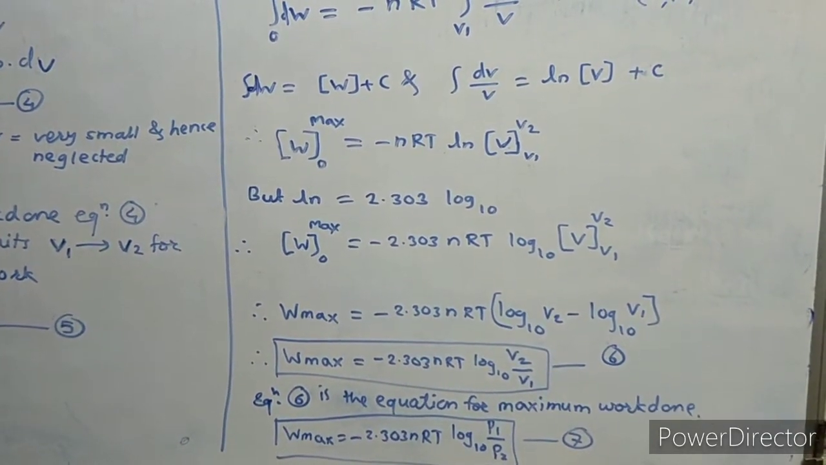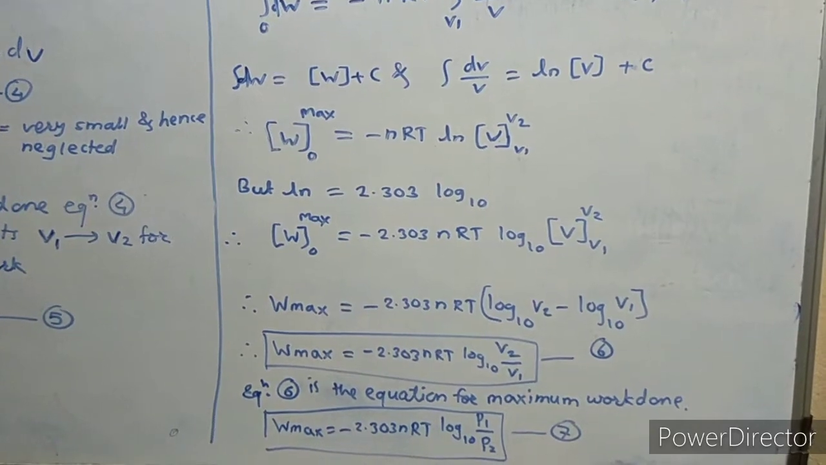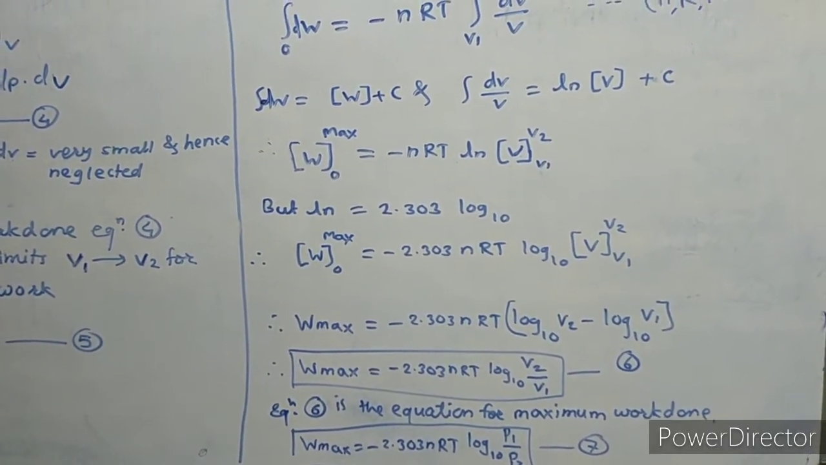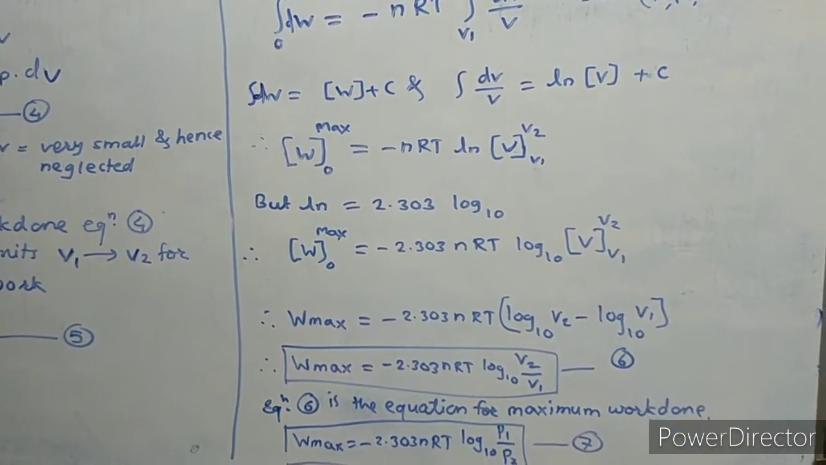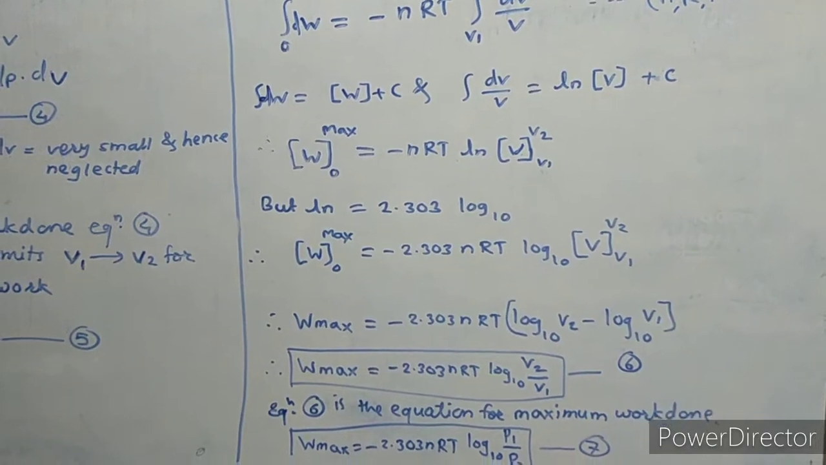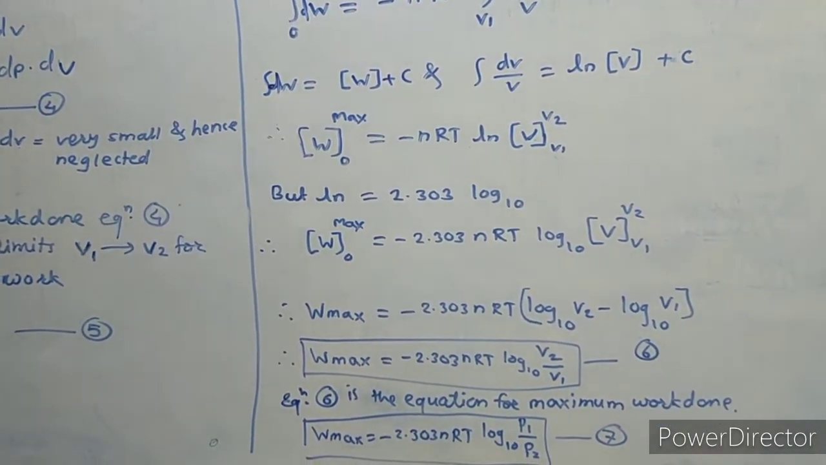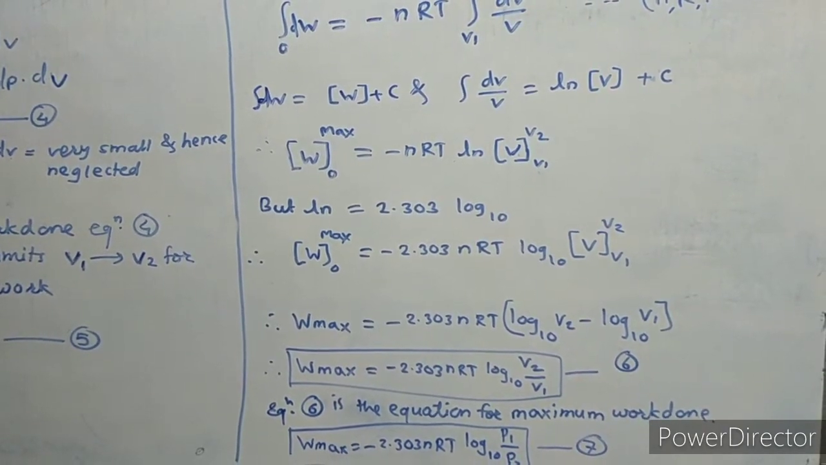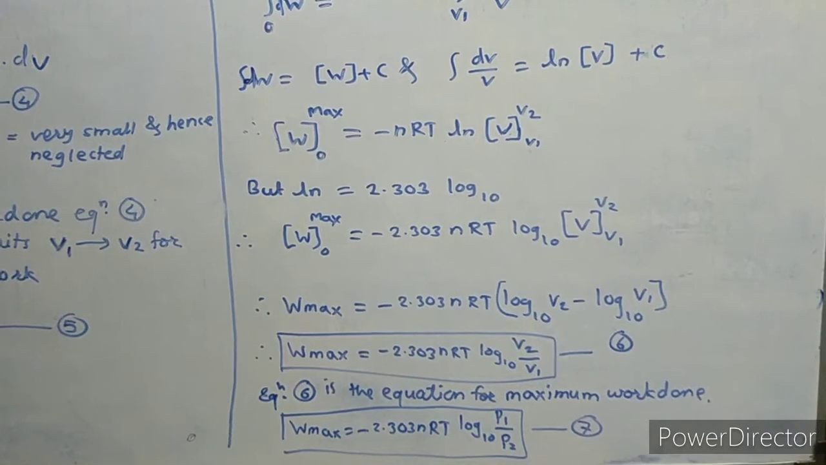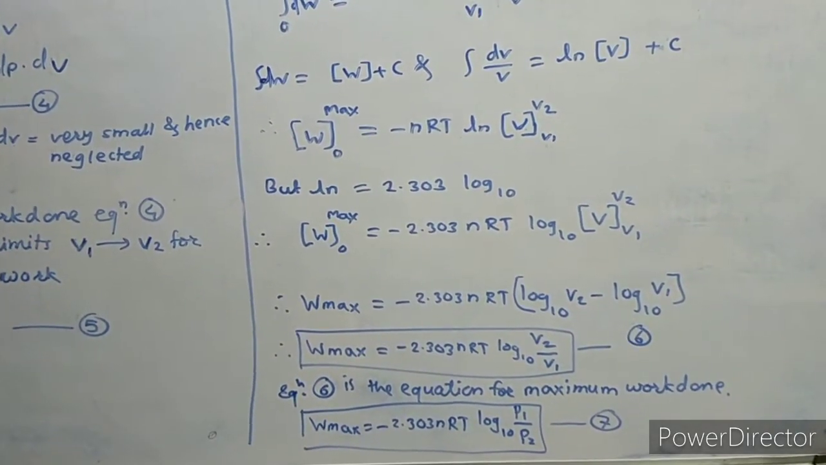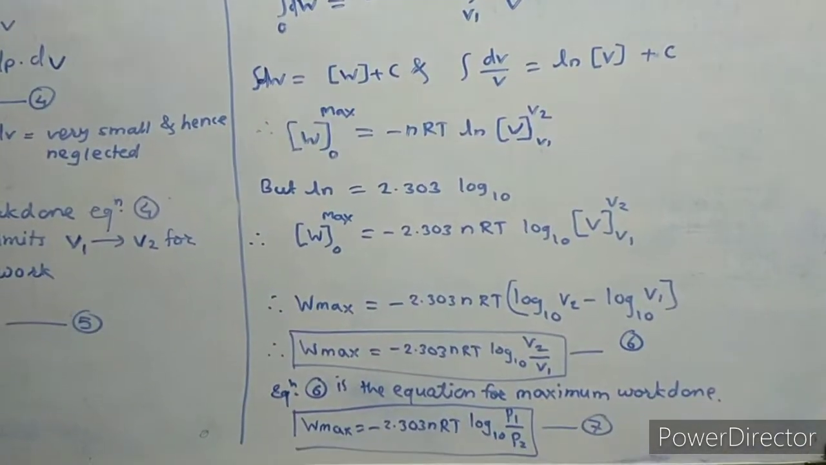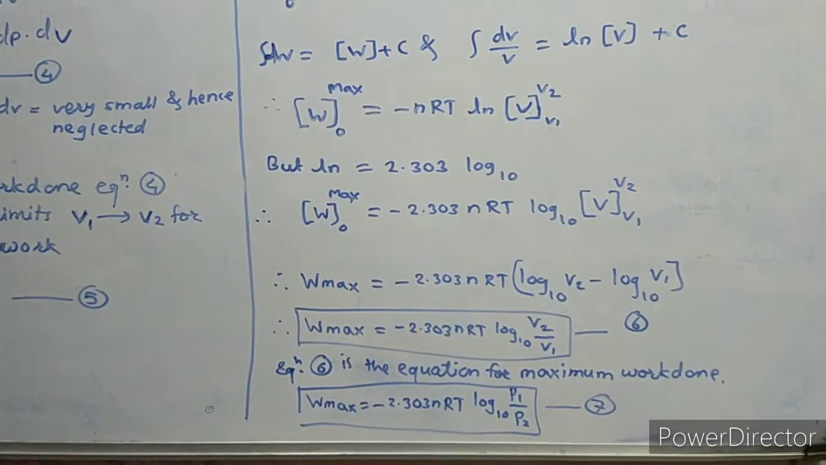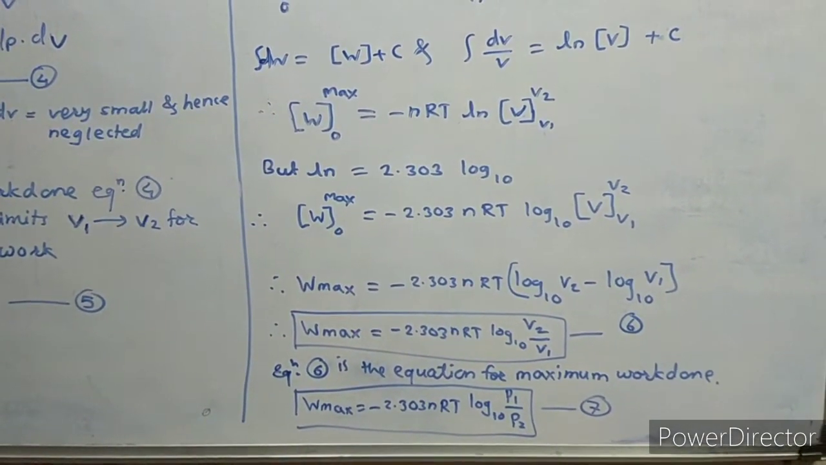But ln means log to the base e; we have to convert it into log to the base 10 by multiplying with 2.303. So the equation changes: W from 0 to maximum equals minus 2.303 nRT log10 V from V1 to V2. Now adding the limits, upper limit minus lower limit, W maximum equals minus 2.303 nRT (log V2 minus log V1). But in logarithms subtraction becomes division, so W maximum becomes equal to minus 2.303 nRT log10 V2 upon V1. So equation 6 is the equation for the maximum work done.